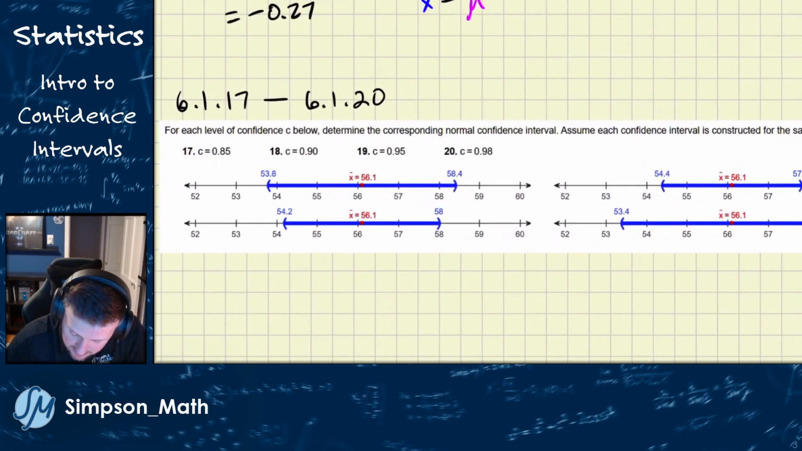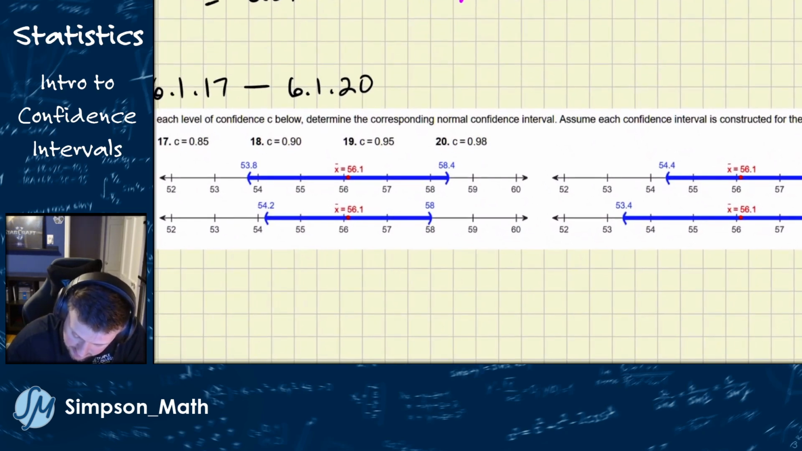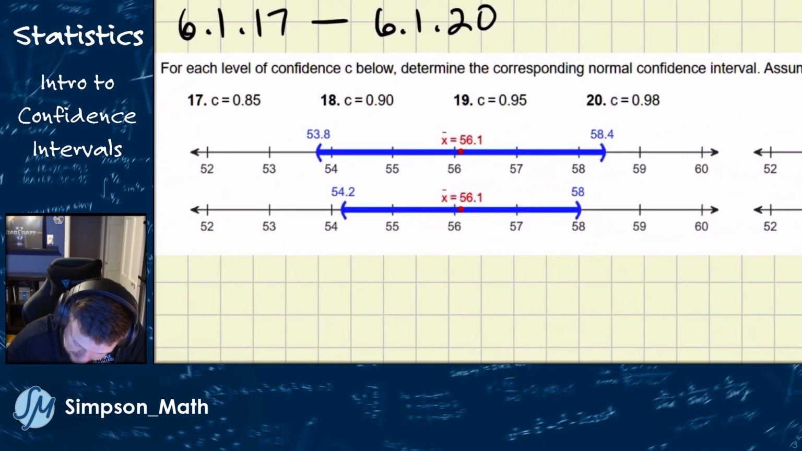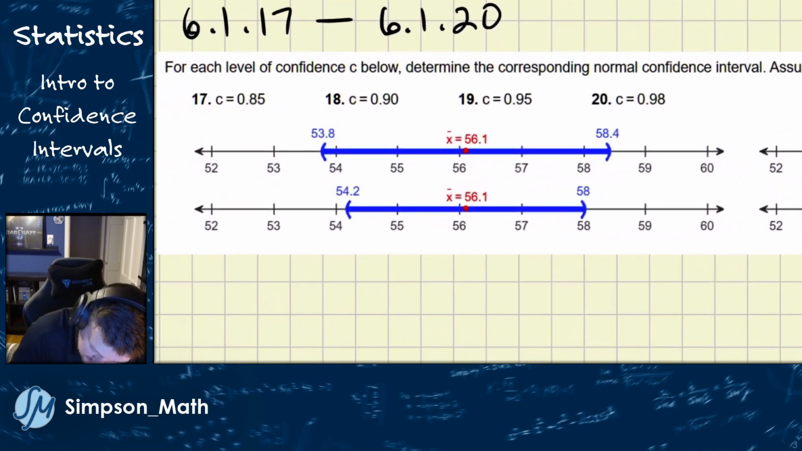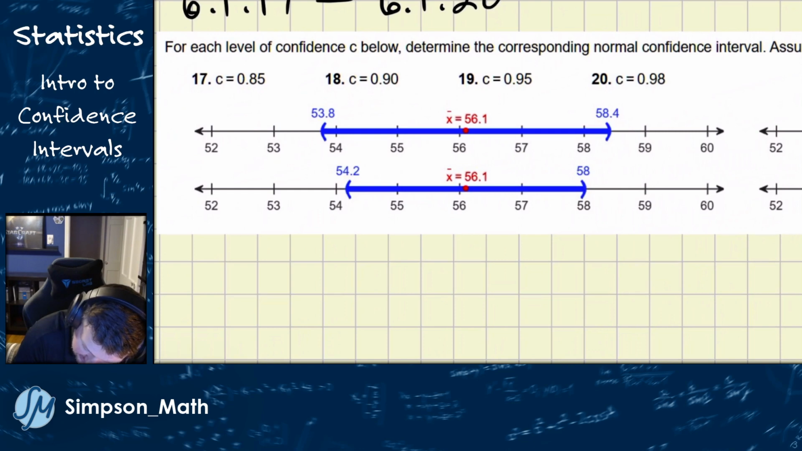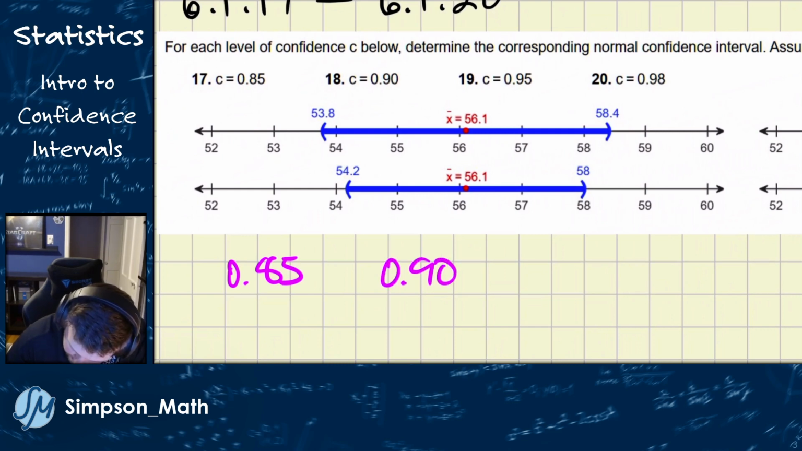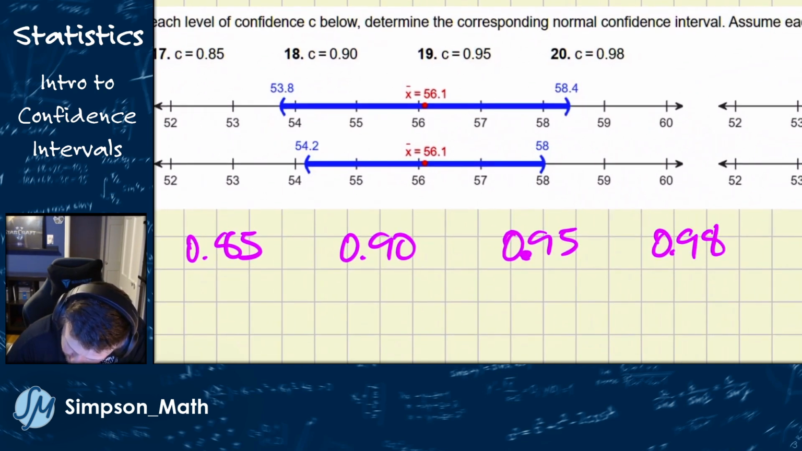So basically, guys, take a look at our values. Let me sort my confidence levels that they give me in order from least to greatest. The smallest one that I see is a 0.85. The next one, oh, they are in order. How about that? Well, I'll just go ahead and do this. 0.9, 0.95, and then 0.98. How nice of them that they're already in order.